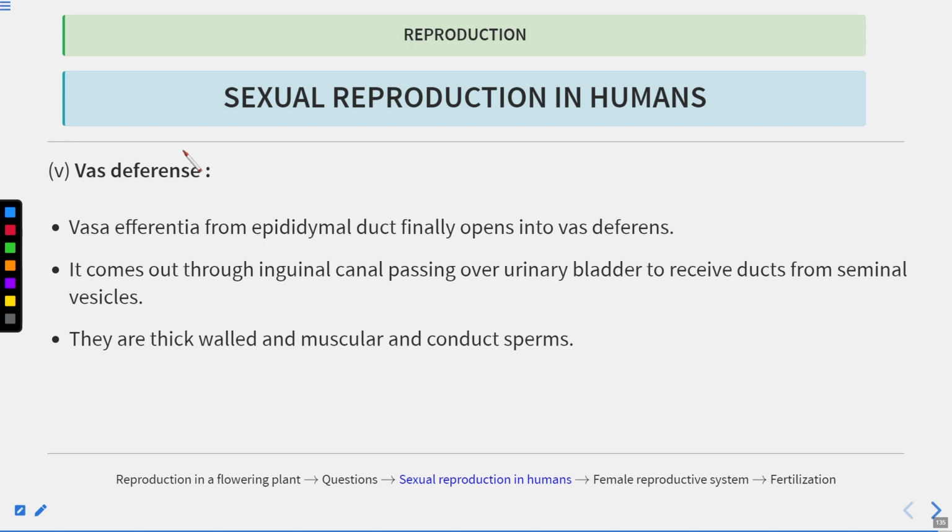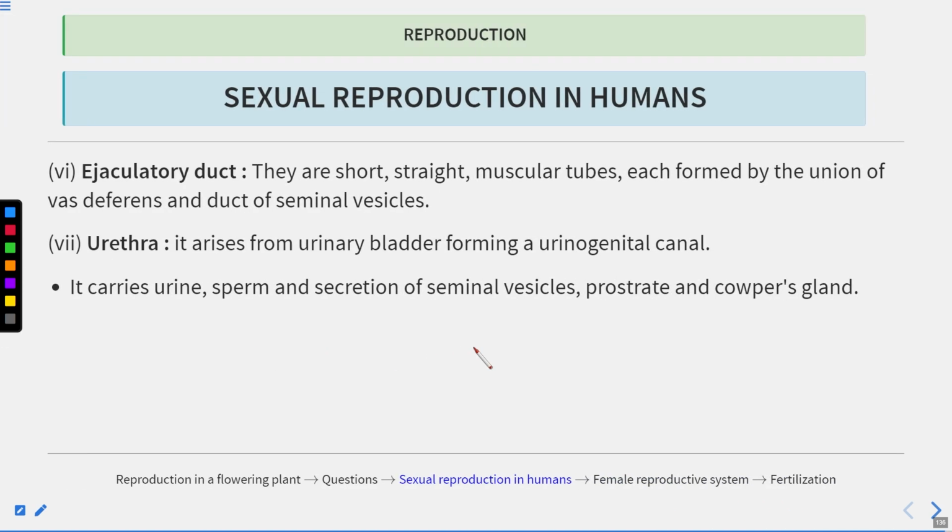The next is the vas deferens. The vasa efferentia from the epididymal duct finally opens into the vas deferens. It comes out through the inguinal canal, passing over the urinary bladder to receive ducts from the seminal vesicles. They are thick-walled and muscular, and they also conduct the sperms. Clear? Now let's talk about the ejaculatory duct.